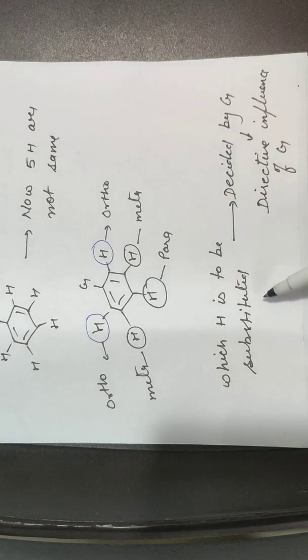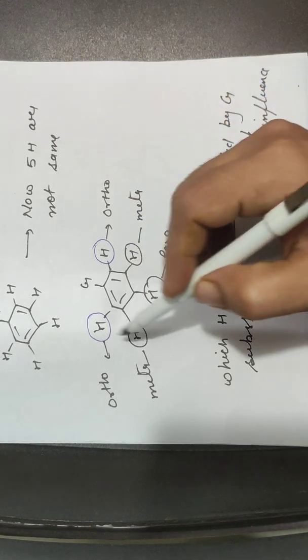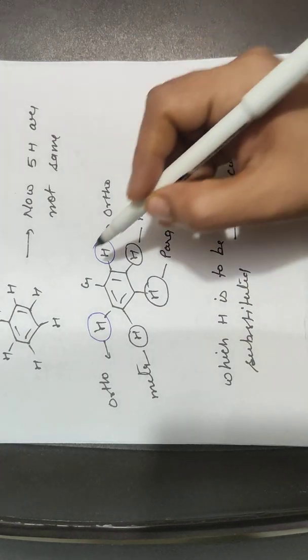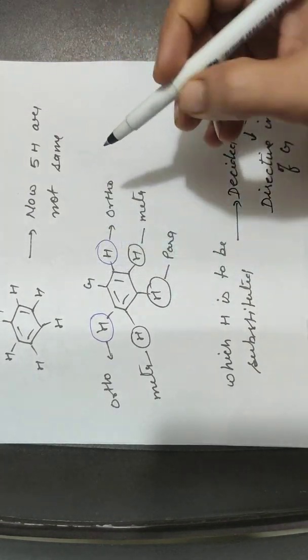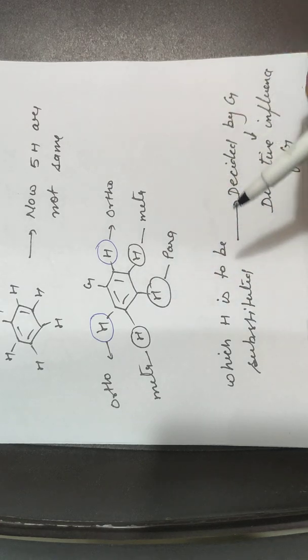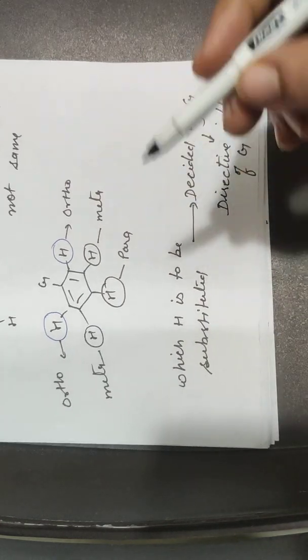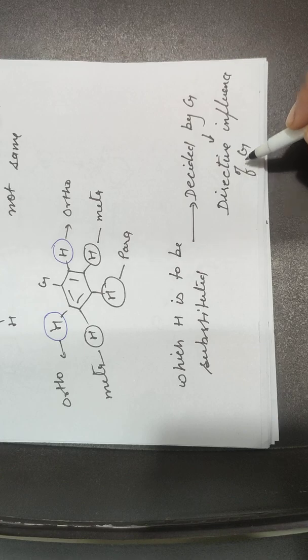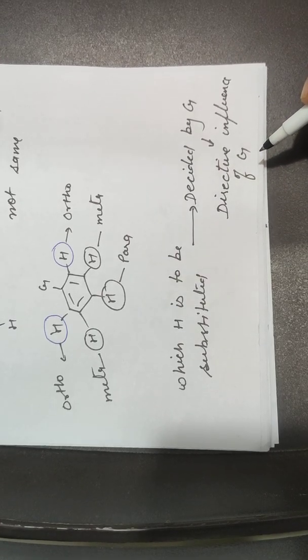Which hydrogen will be substituted, this or this? It will be decided by this group. This group will decide that this hydrogen will be substituted by the electrophile, and this property of the functional group is known as the directive influence of this G, that is the functional group.